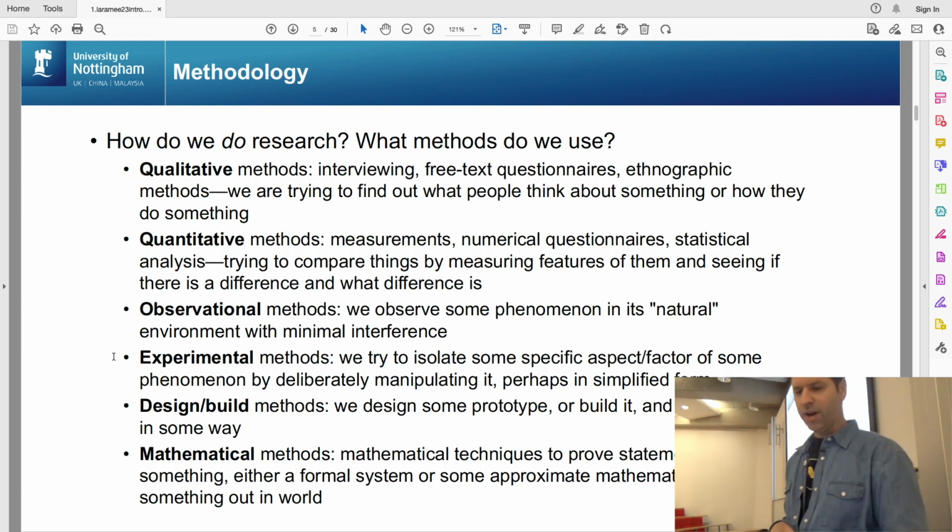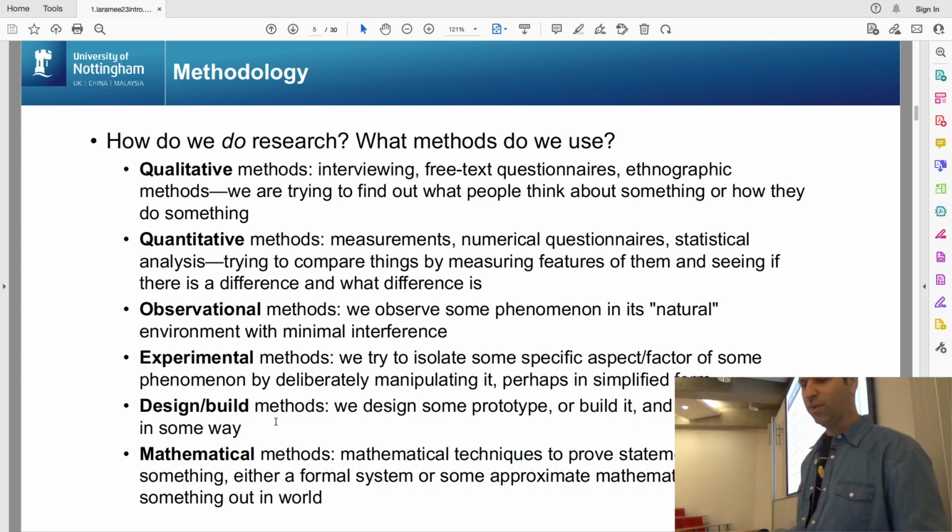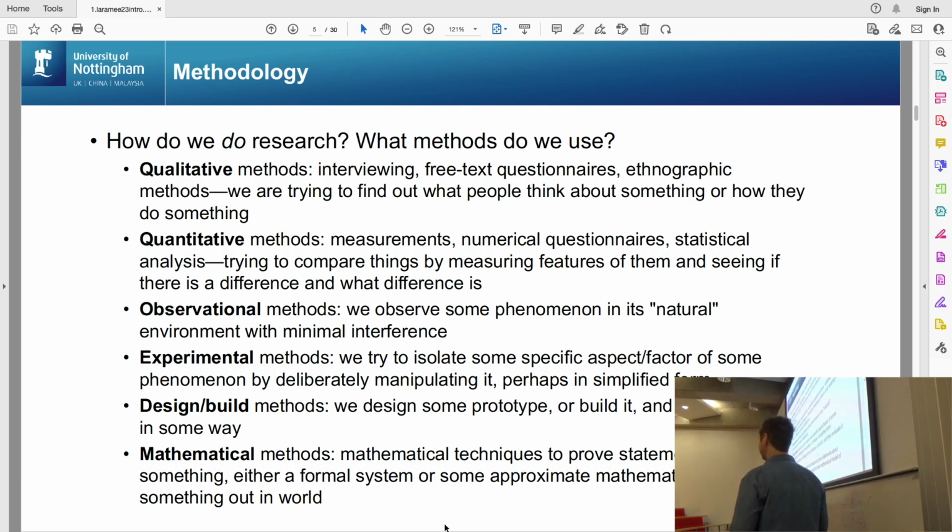We could have research where we try to design and organize or build or construct brand new things that haven't been built before. And of course, there's also mathematical research where we try to develop new mathematical techniques or maybe prove something is true mathematically or develop mathematical proofs.